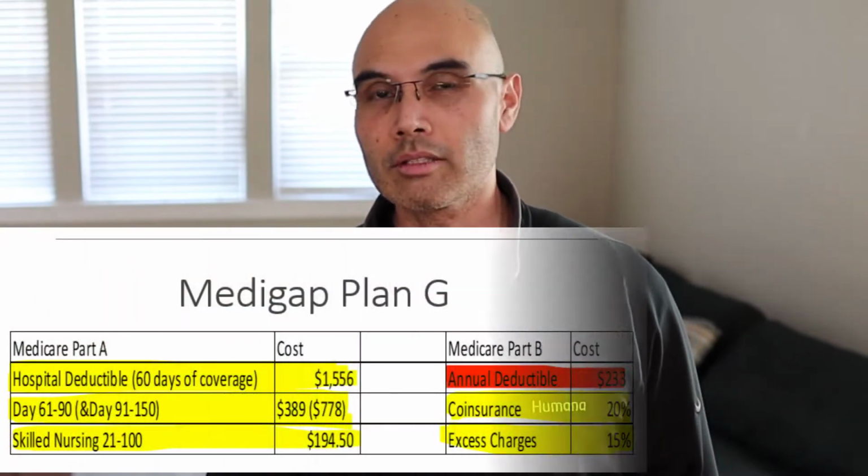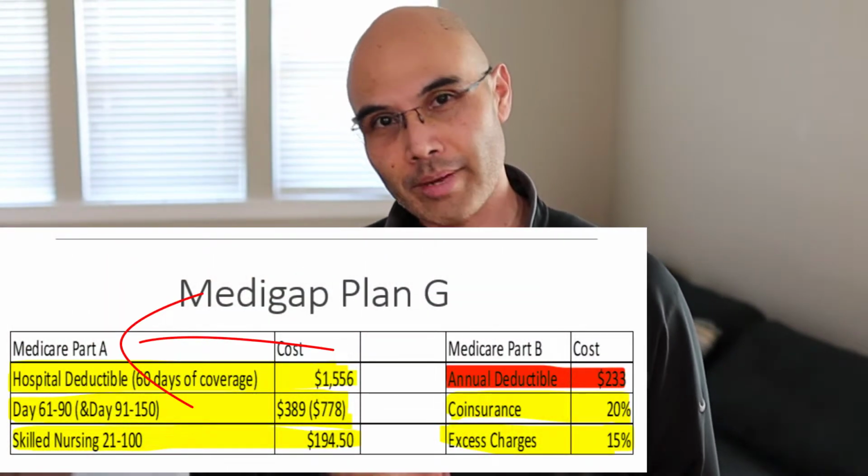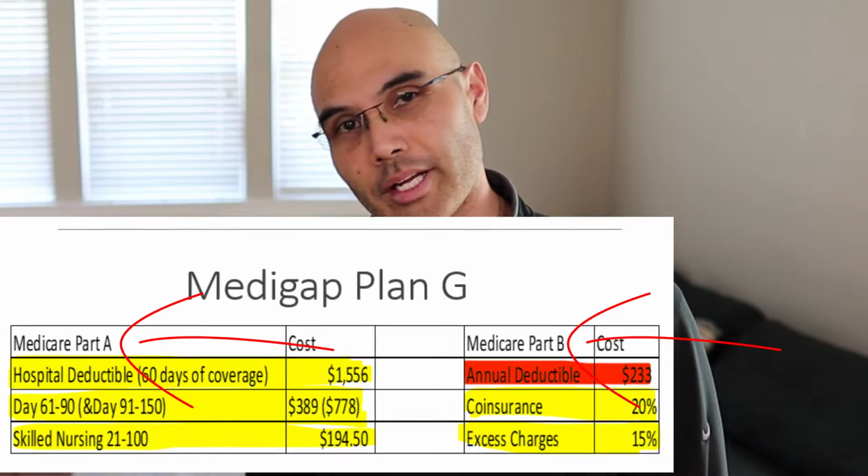What does Plan G cover? Well, as you can see on this chart here, these are the 3 gaps from Medicare Part A and the 3 gaps from Medicare Part B.